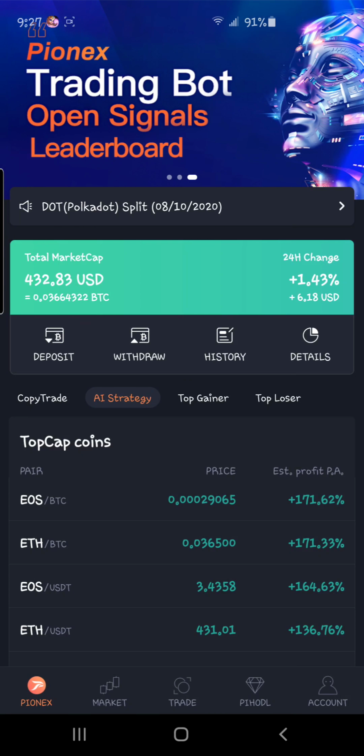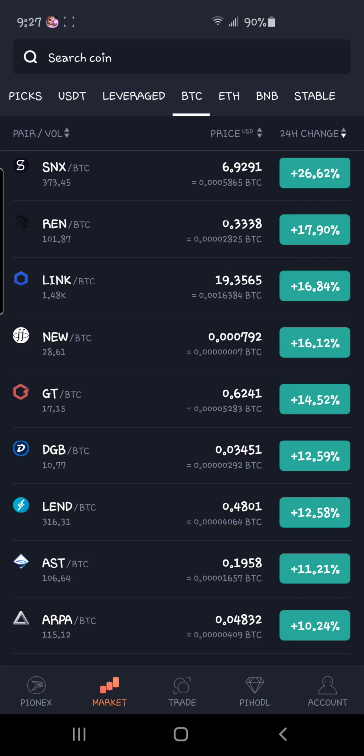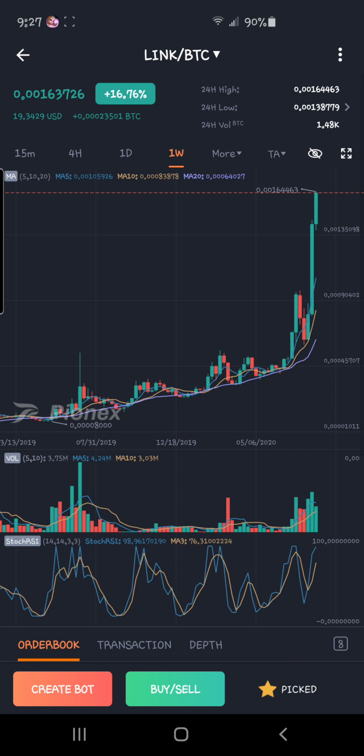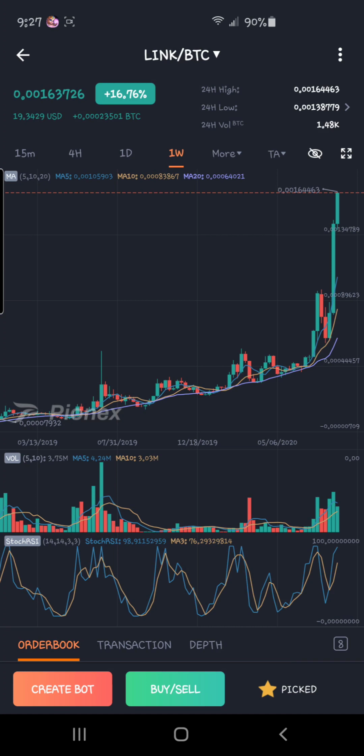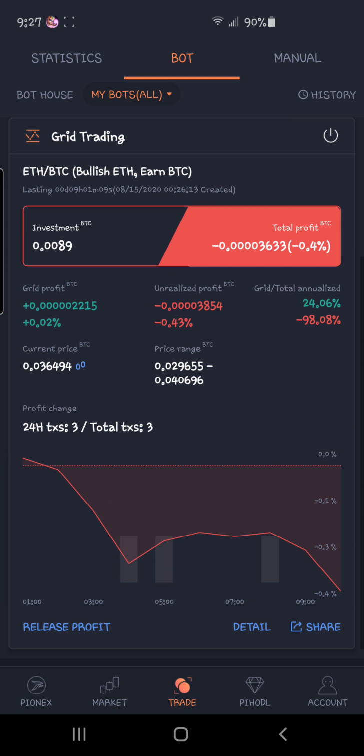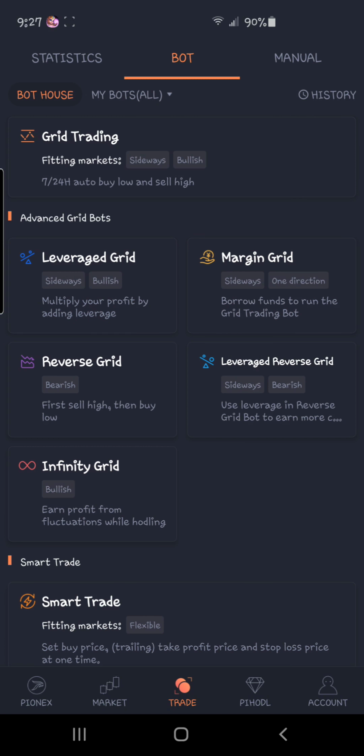So what this is, let's pick Link BTC. So you can see, obviously, the price of Link has skyrocketed against Bitcoin. Now, what you would want to do down here is create a bot. And, well, that's my current bot that I have running. So let's go to the bot house. And they have all kinds of different ones.